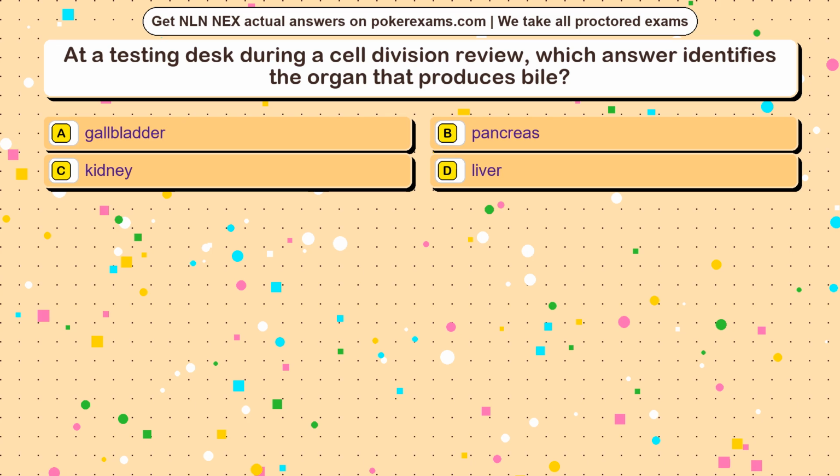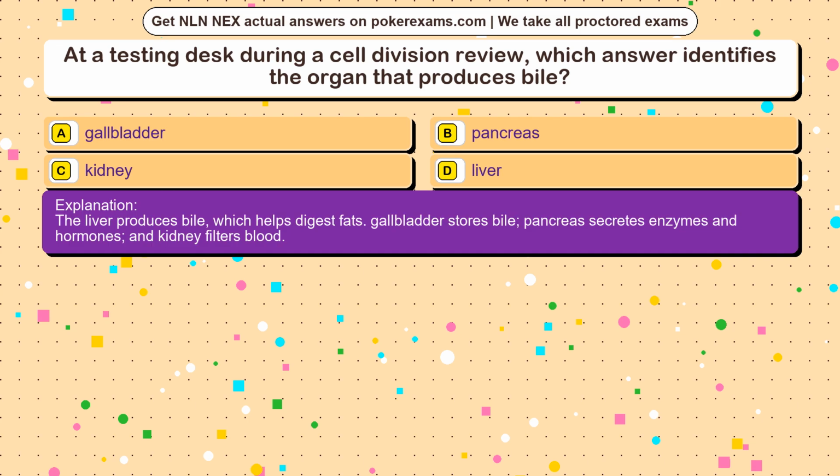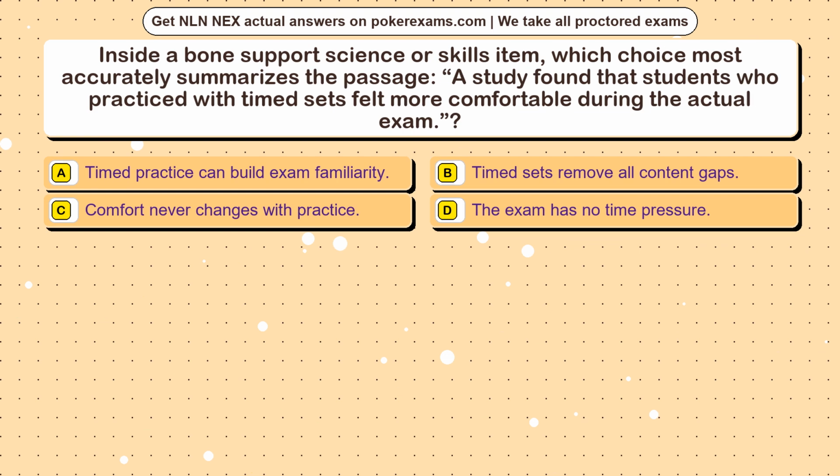The correct answer is option the liver produces bile, which helps digest fats. Gallbladder stores bile, pancreas secretes enzymes and hormones, and kidney filters blood. Question 24. Inside a bone support science or skills item, which choice most accurately summarizes the passage? A study found that students who practiced with timed sets felt more comfortable during the actual exam. Option A, timed practice can build exam familiarity.